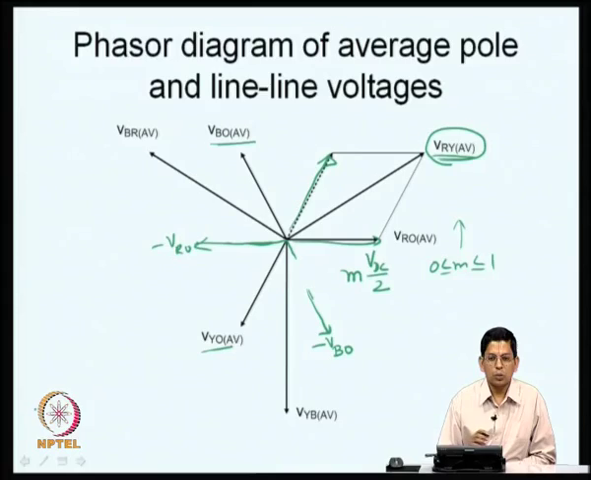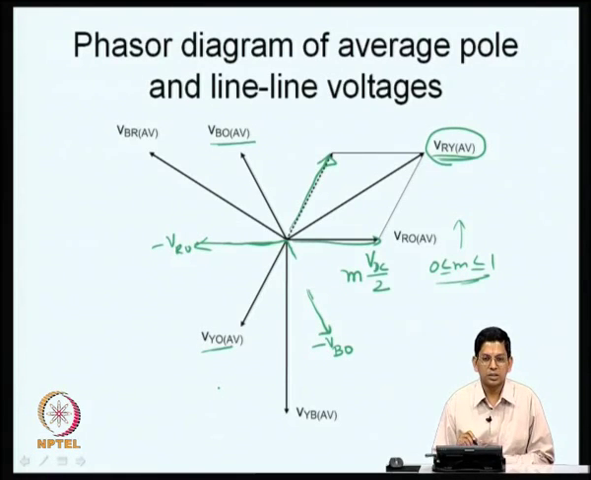This is how you have your 3 phase average pole voltages and the 3 phase line to line voltages, and the amplitudes are controllable. That M can be anywhere between 0 and 1, so it is controllable up to VDC by 2. You can also control the frequency. So, you can control the amplitude and you can control the frequency, and this is what helps us in controlling an induction motor, as we will see shortly.